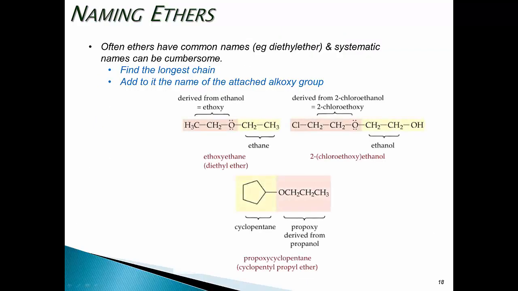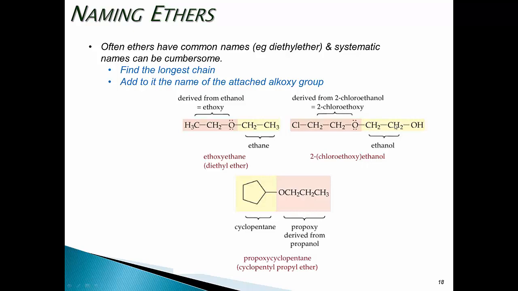Okay, so naming ethers. The nomenclature is a little bit harder. It can be quite cumbersome, so we're not going to focus on it, but it would be nice to have an idea of looking at a name and working out if it's an ether or an alcohol, and if you had to draw a simple one, be able to put a simple one together. So again, we find the longest chain, and we add to it the name of the attached alkoxy group. So we've got 1, 2, so it's ethane, and this is ethoxy. So we go ethoxy, ethane.